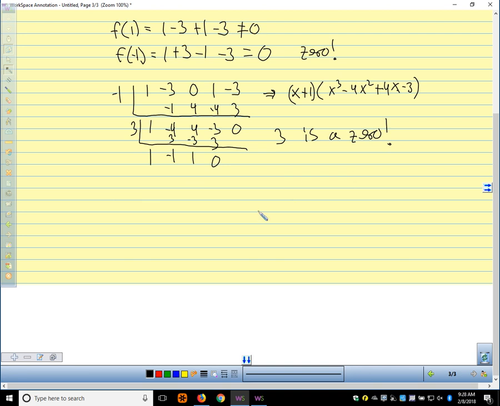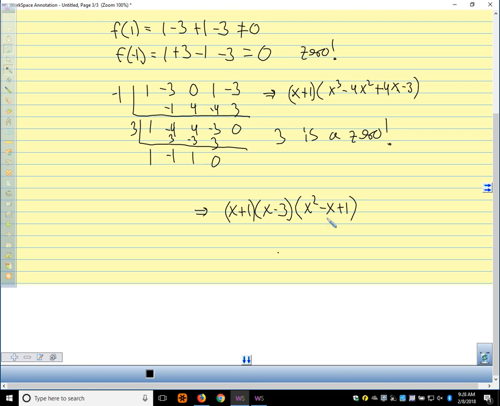All right, so now we know that we have x plus 1 times x minus 3, the 3 from here, times whatever we're left with here, x squared minus x plus 1. We would try, does this x squared minus x plus 1 factor? No, we can't factor that.